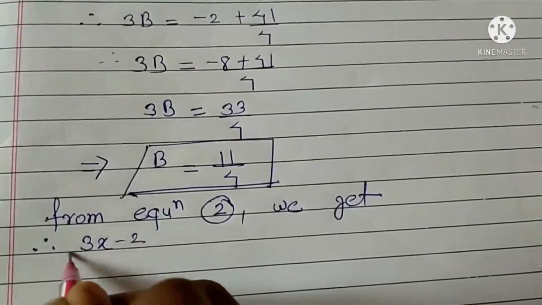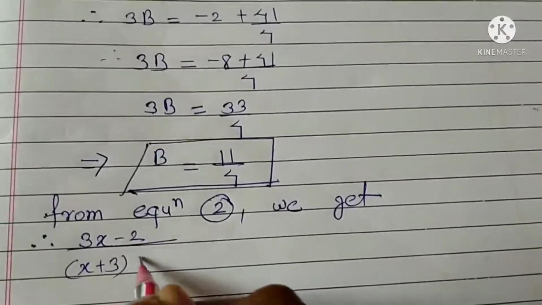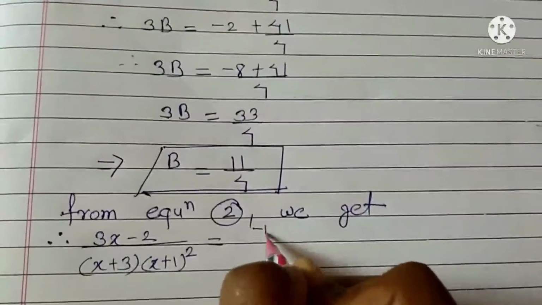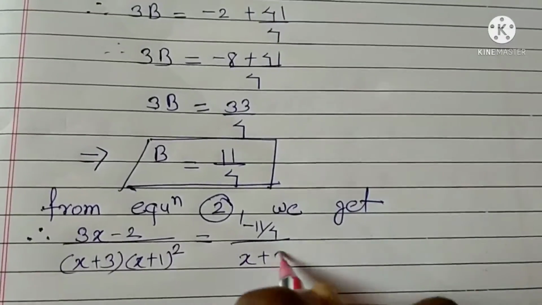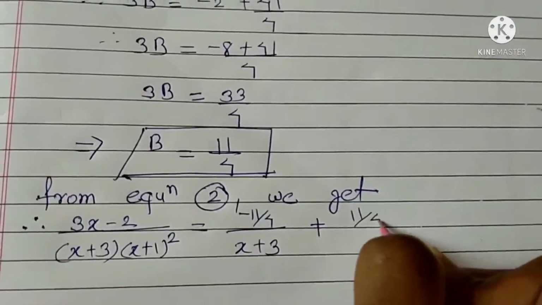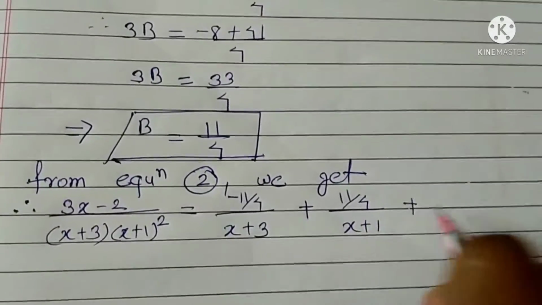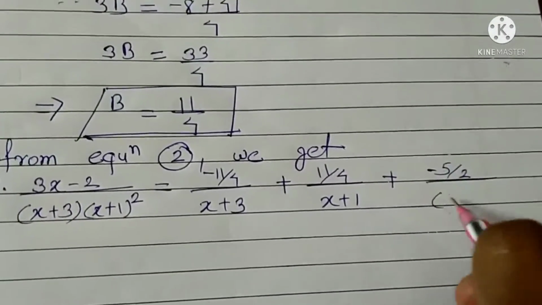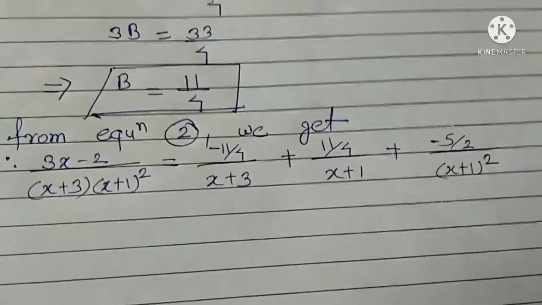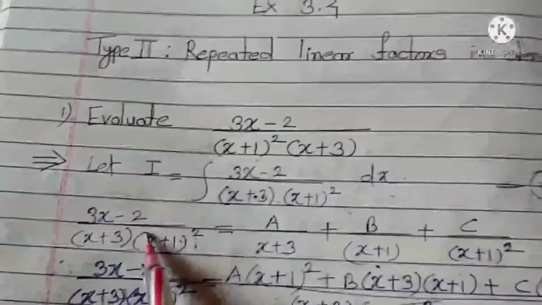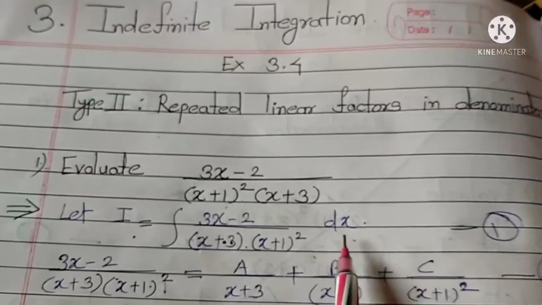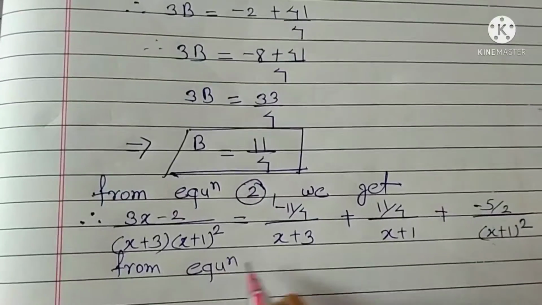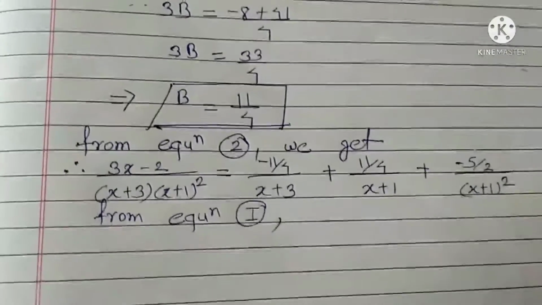(3x - 2)/((x + 3)(x + 1)^2) is equal to, the value of A is -11/4 upon (x + 3), plus the value of B is 11/4 upon (x + 1), plus the value of C is -5/2 upon (x + 1) whole square. Okay. Now this is our I. So from equation first, take integration on both sides.